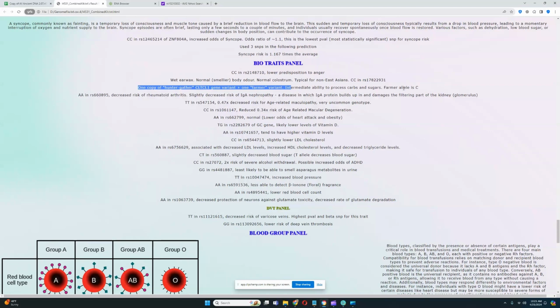Intermediate ability to process carbs and sugars. He's got normal, smellier body odor. That's another of the typical non-East Asian body traits, where if you're East Asian, you're going to have the non-smelly body odor, but if you're a typical non-East Asian person, you're going to have the smelly body odor. So he's the non-East Asian type, with the typical smelly body odor.